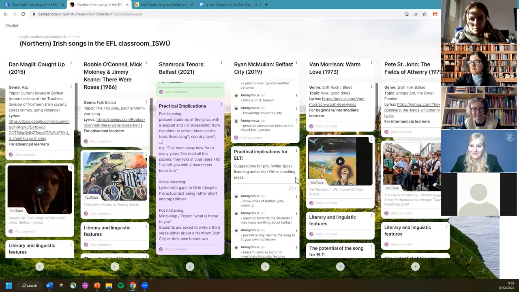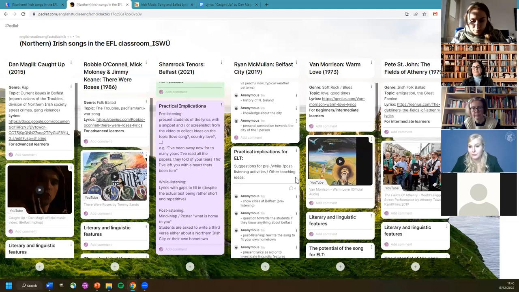Yeah, and it's also very evident that the singer, or the first person, has a very deep personal connection towards the city. This deep personal connection can then be picked up by the students in a post-listening activity. As for the others, we also had the idea that they could write a few stanzas about their own hometown.